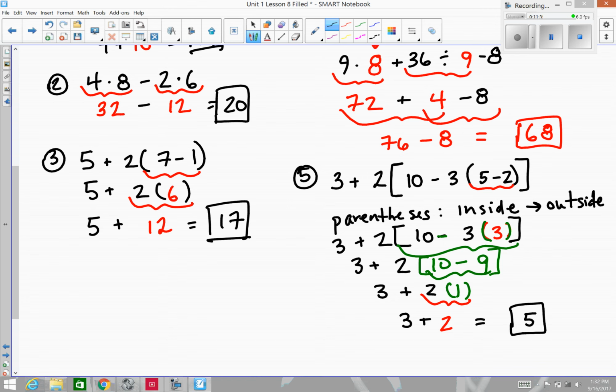All right, now we need to make sure we understand these order of operations. The first unit test that you have will involve only your pencils and papers, no calculators to be used on the first test. So very important that we know how to use these order of operations. And that'll do it for this lesson.